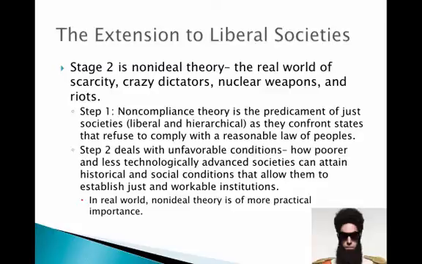Step 2 deals with unfavorable conditions. This has less to do with problematic people, like dictators, and more to do with problematic situations, like famine. So this is how poorer and less technologically advanced societies can attain historical and social conditions that allow them to establish just and workable institutions.